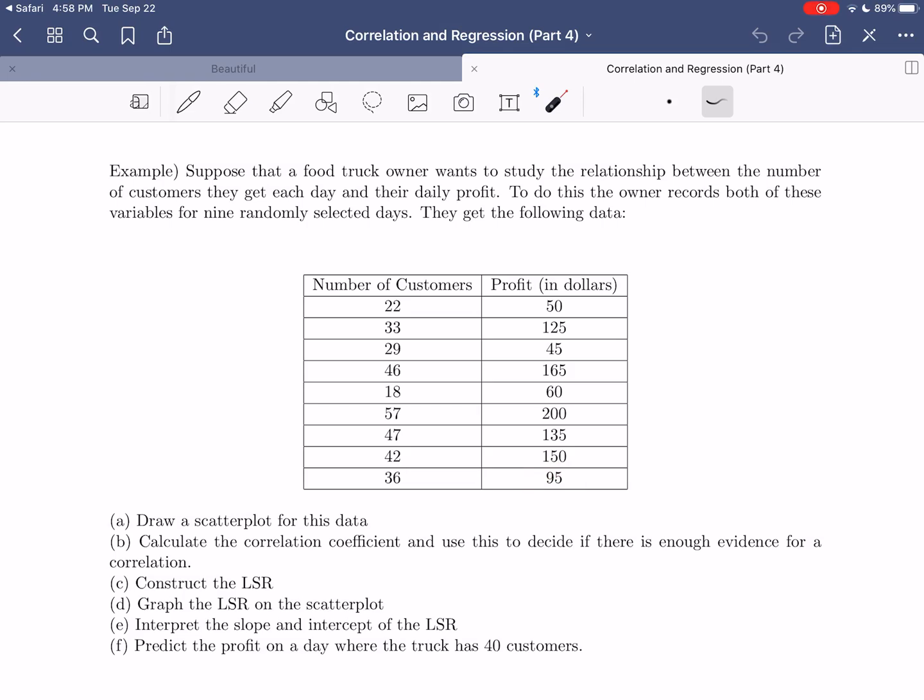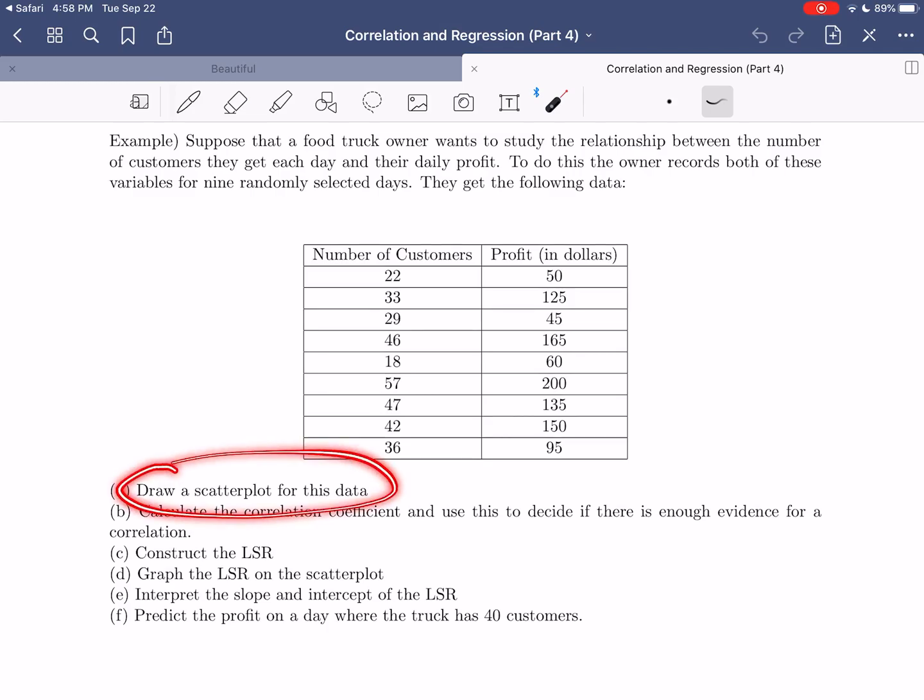We're going to try to do all the pieces we've discussed so far with correlation and regression. We're going to draw a scatter plot for this, and inside of there we'll also have to identify which is explanatory and which is response. Then we'll calculate the correlation coefficient and use this to decide if there's enough evidence for a correlation. Remember, that's where we'll make use of that table E. We'll construct the LSR. That just means we'll find the equation for that linear model. We'll graph that linear model on our scatter plot to confirm it does fit the data, which of course we know it does, but it's a nice visualization.